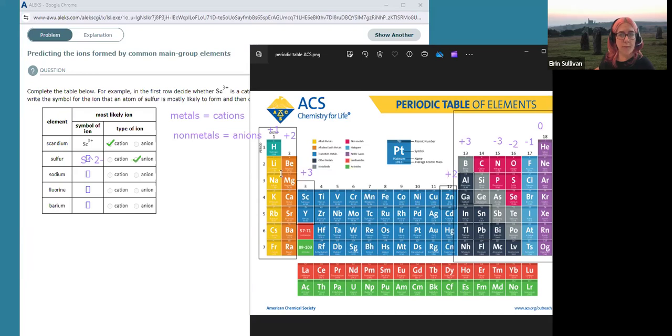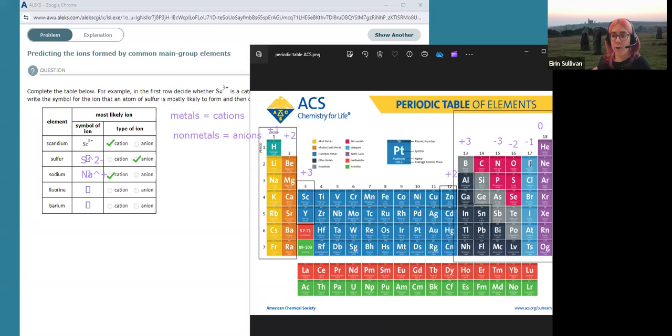Okay, so sodium, remember, is Na, so it's there in the alkali metals. So it's always going to form a +1 cation. So I can just check that in there. So that is going to be Na superscript plus. So if it's +1 or -1, you do not include the number. You just have a plus or a minus. That is the rules.